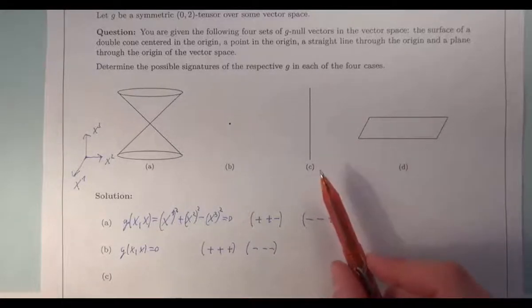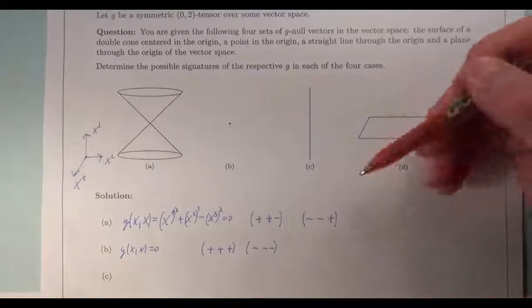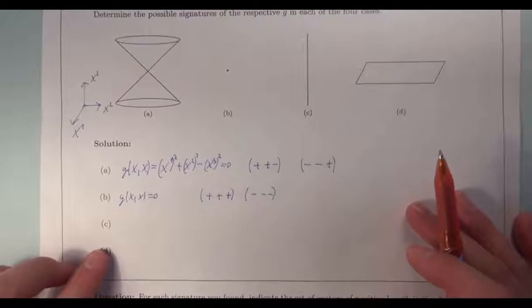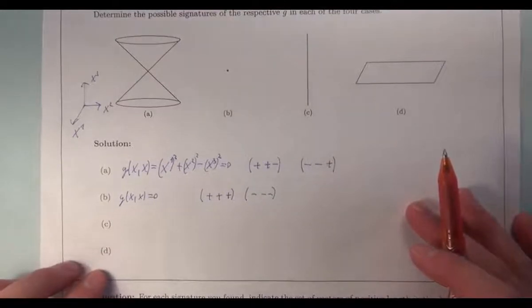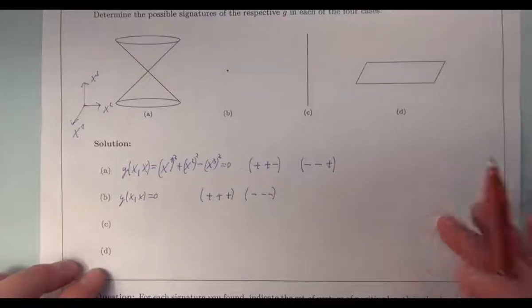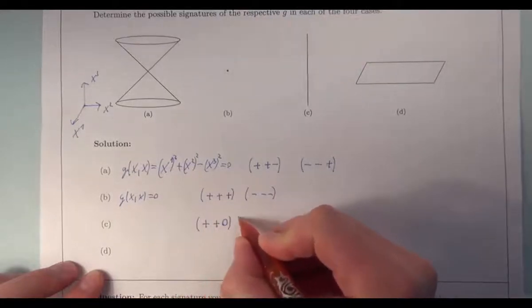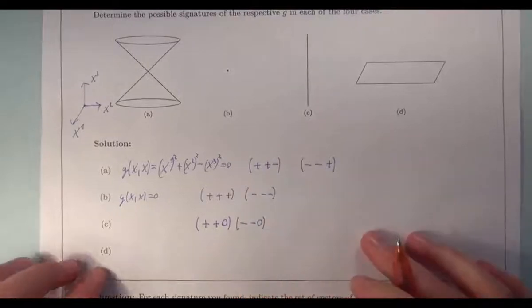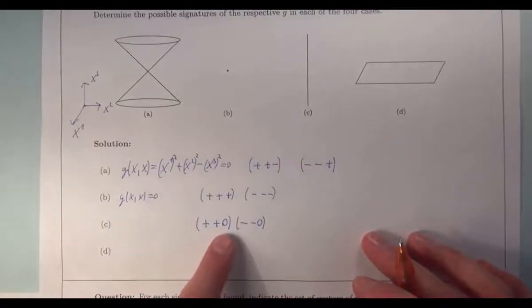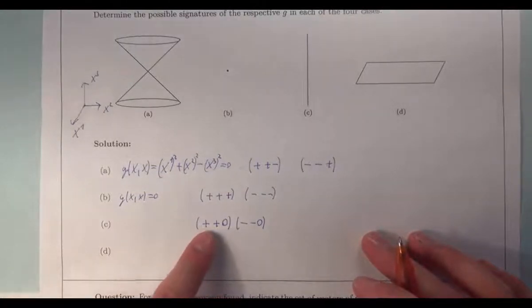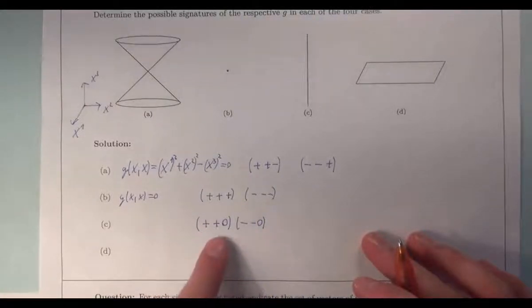Case C. We see here that the straight line through the origin should be the set of all g-null vectors. That would mean that we need the signature plus, plus, null, or minus, minus, null. Since we just want to plug in for this x3 everything we want, and it doesn't count, but the other 2 entries should not be able to add up to 0. This is exactly given by this signature.